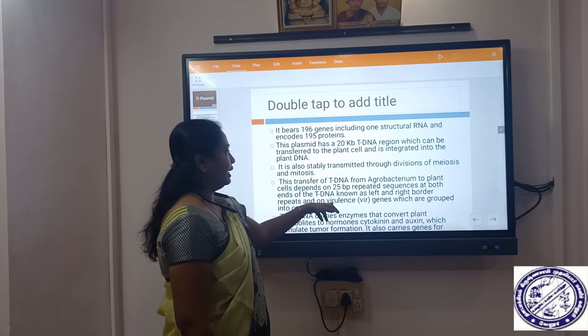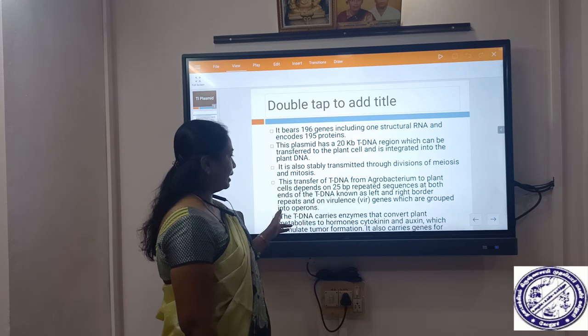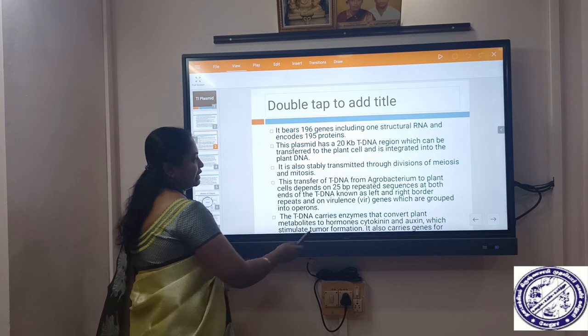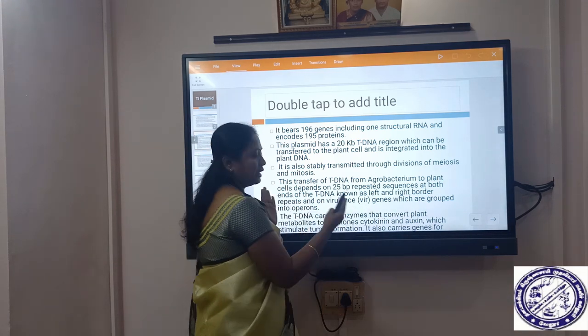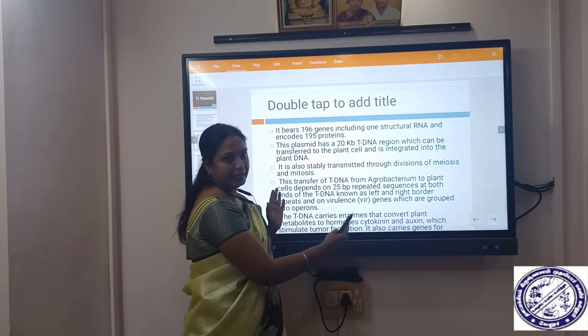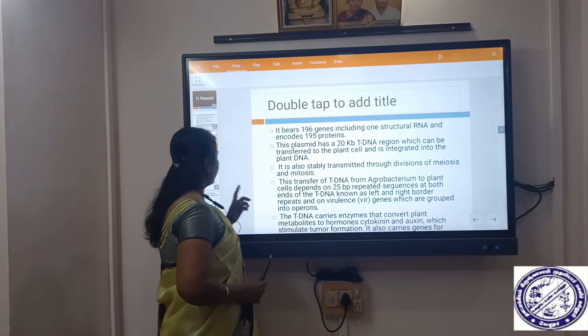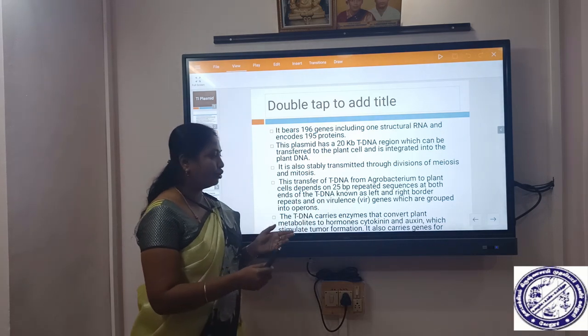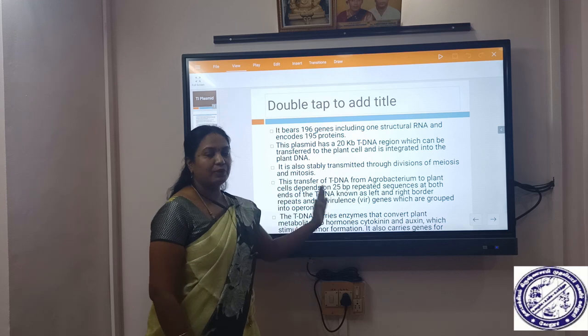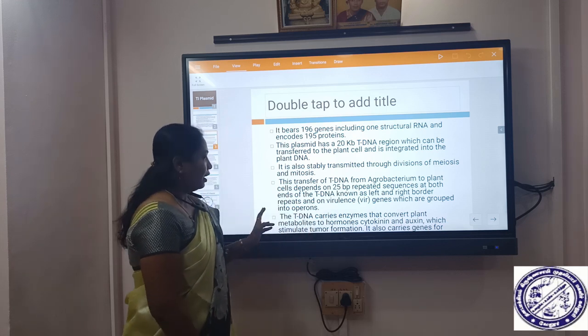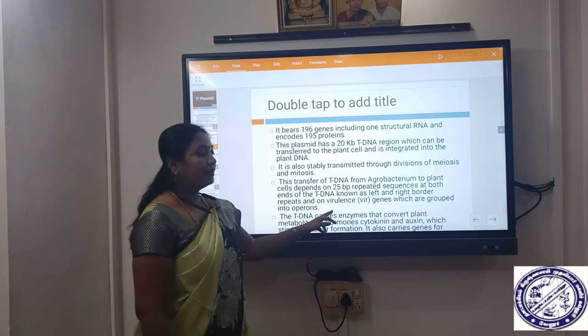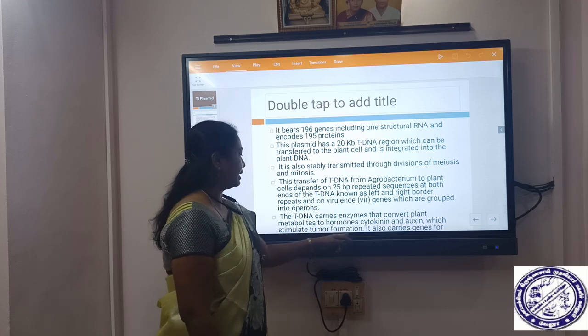The transfer of tDNA from Agrobacterium to the plant cell depends on the 25 base pair repeated sequence present on both sides of the tDNA. When I discuss the structure of the TI plasmid, you will come to know what these repeated sequences on both sides of the tDNA are. Then, the tDNA carries enzymes.